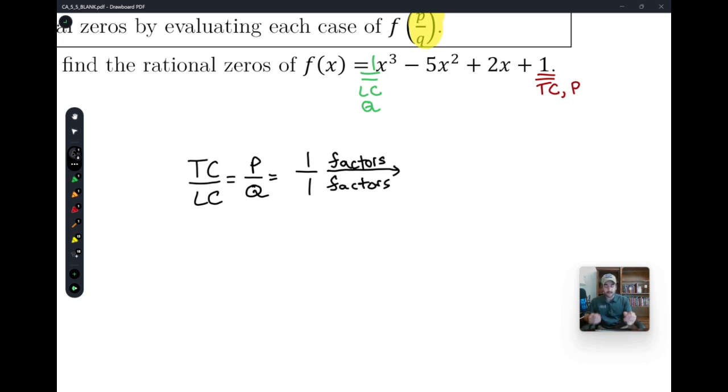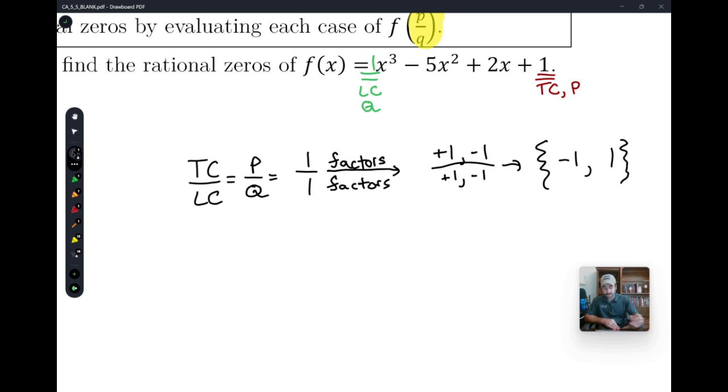I'm not setting it equal. I'm just asking myself to expand on this and say, what are the factors of 1? What two things multiply to get me 1? Well, positive 1, comma negative 1 on the top, and positive 1, comma negative 1 on the bottom. And so what that means is we have a set of possible rational zeros of -1 and 1.